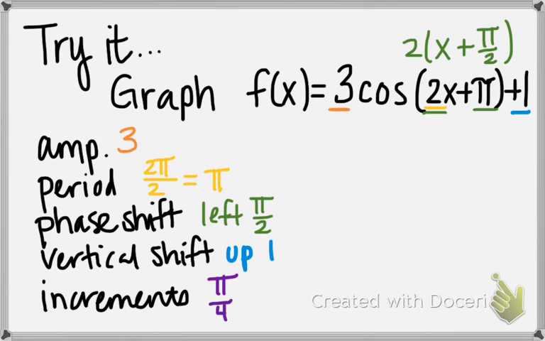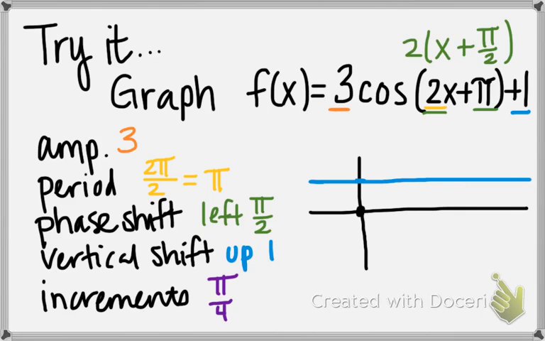Now, when I graph these, my favorite thing to do, and as you practice this, you'll develop favorites as well, is to go ahead and do my vertical and horizontal shifts first and establish a new origin. So my normal origin with my parent function, of course, is 0, 0. But I'm moving to the left pi over 2, and I'm moving up 1. So that's going to move my baseline up to y equals 1.